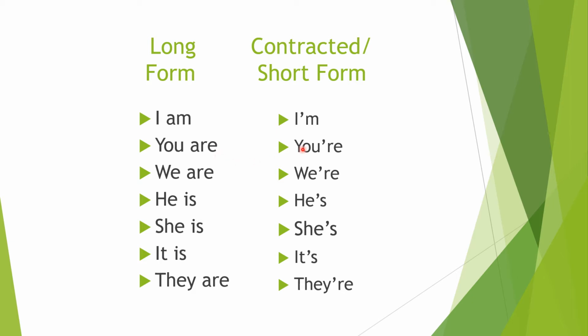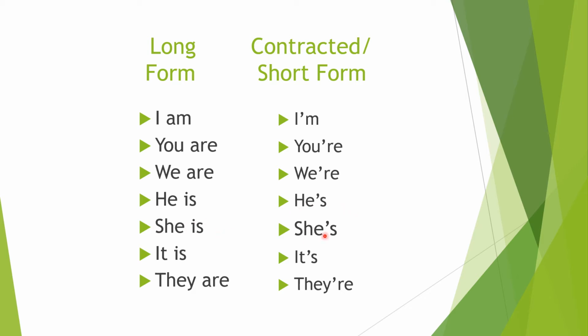You are: you, apostrophe, R E. You're. We are: we, apostrophe, R E. We're. We contract the two words. He is, he is, we pronounce them together. It's not 'he is' in contracted form. 'He is' is the long form, the elaborated form. And when we contract it, it becomes he's.